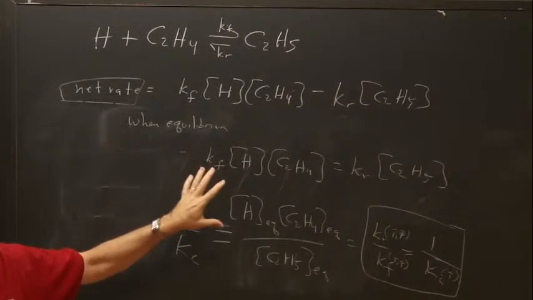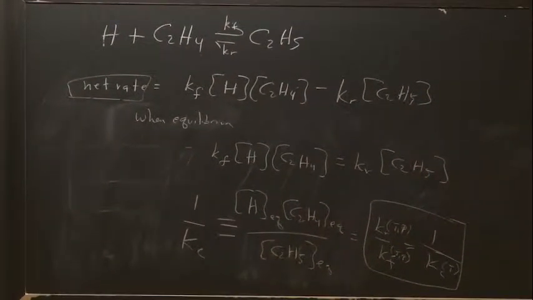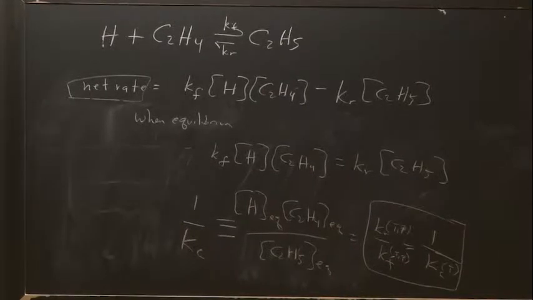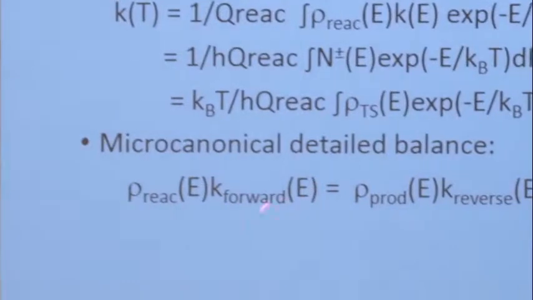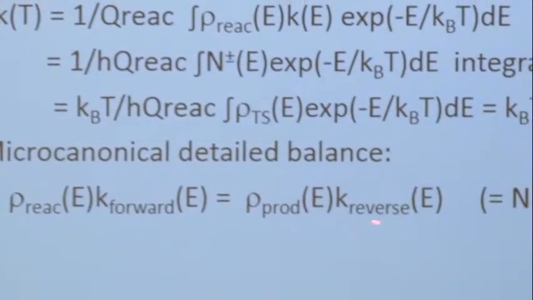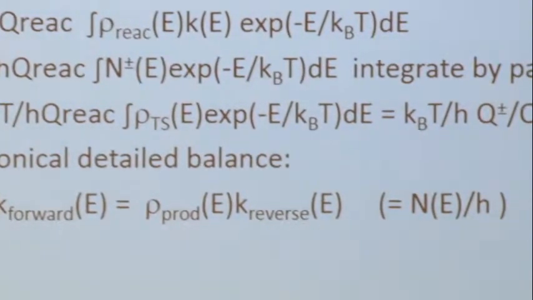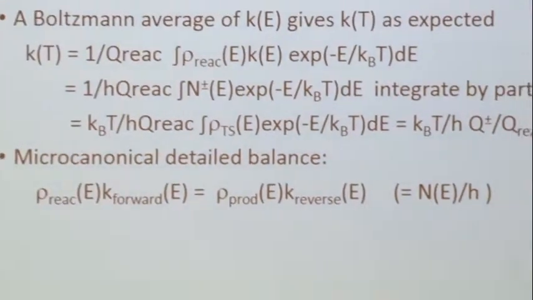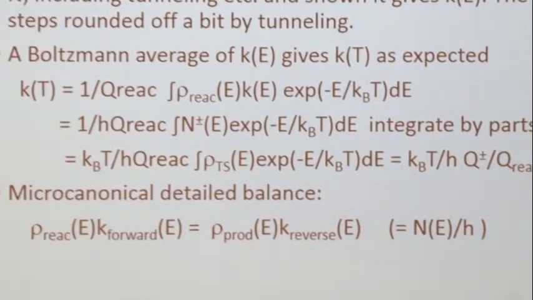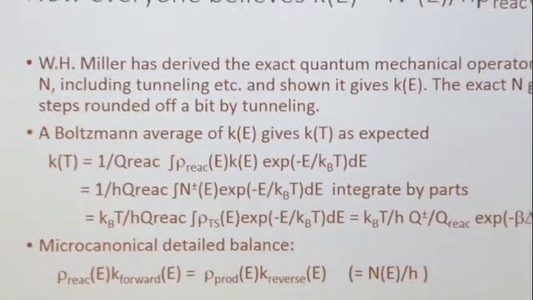Okay? You can do the same thing microcanonically. And when you do it microcanonically, you get the expression up at the top there, that the density of states of the reactants times the forward rate coefficient, a function of energy, has got to be equal to the density of states of the products times the reverse. And both of these are equal to N of E over h, from the rate law, from the expression up here. So you can just see that, right? Rho times k is equal to N over h. It doesn't matter if it's products or reactants, it'll be the same.